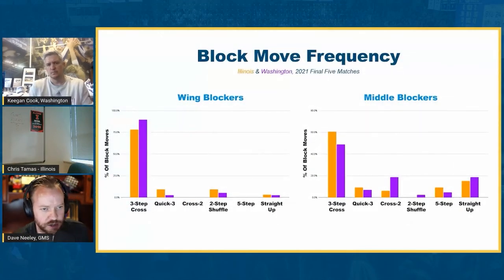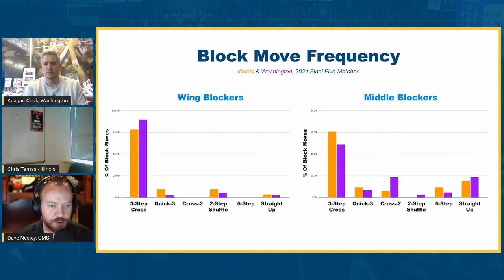We just watched the 5 moves, and Keegan, I watched your team. I watched Illinois. These are some stats from your last 5 matches of 2021. You can see wing blockers on the left, middle blockers on the right, and the 3-step crossover is far and away the most commonly used move here.